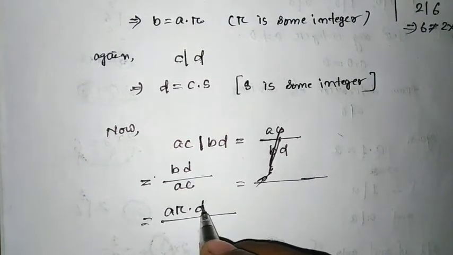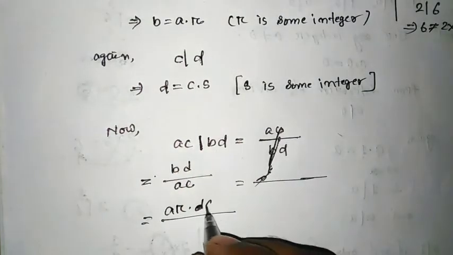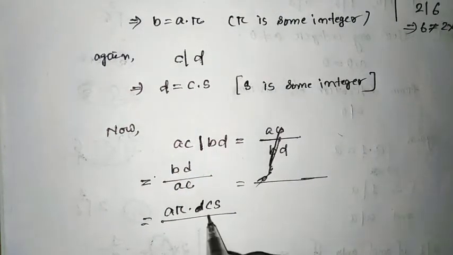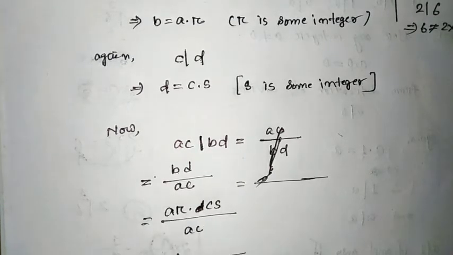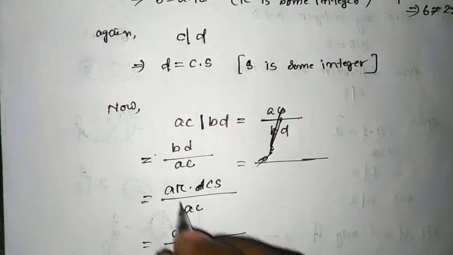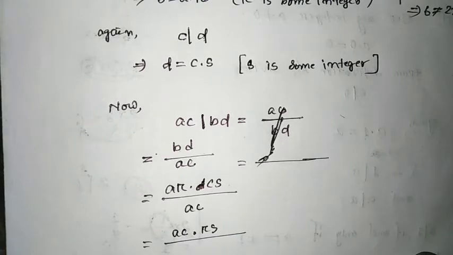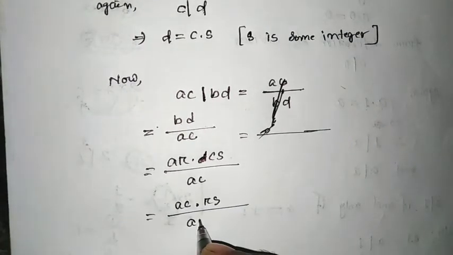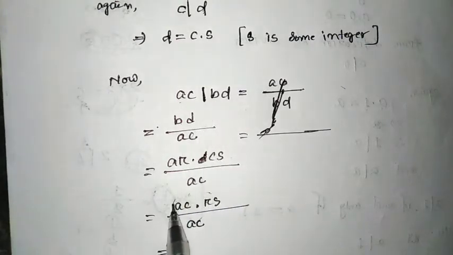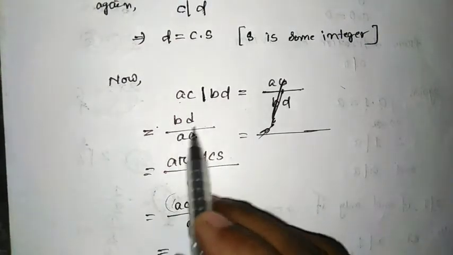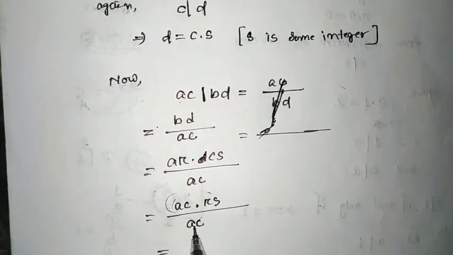Now see, put the value of b. What is b? b is a into r, and d remains the same. And here ac. Now we have the value of d, so put the value of d. d means cs, c into s, divided by ac. Now see, here a and c can be written together: ac into r and s can be written together. And in the denominator we have ac. So this ac and ac get cancelled, that means ac is dividing bd.